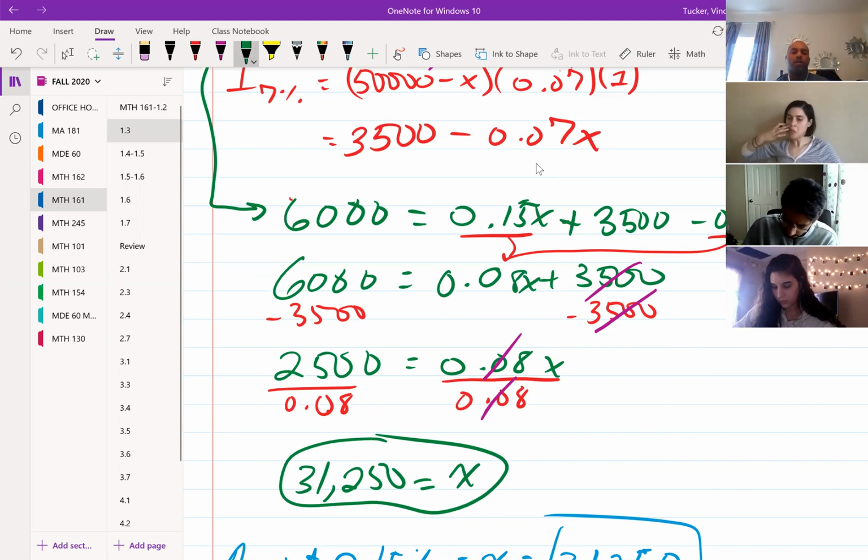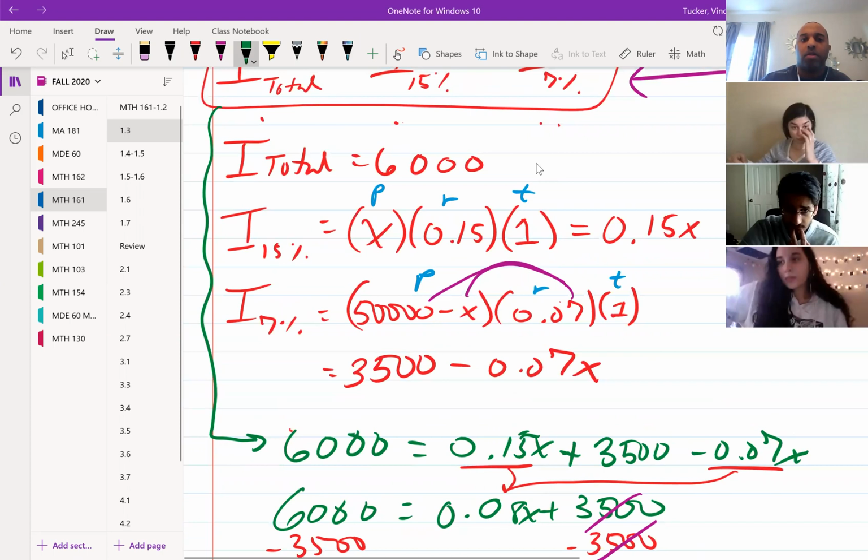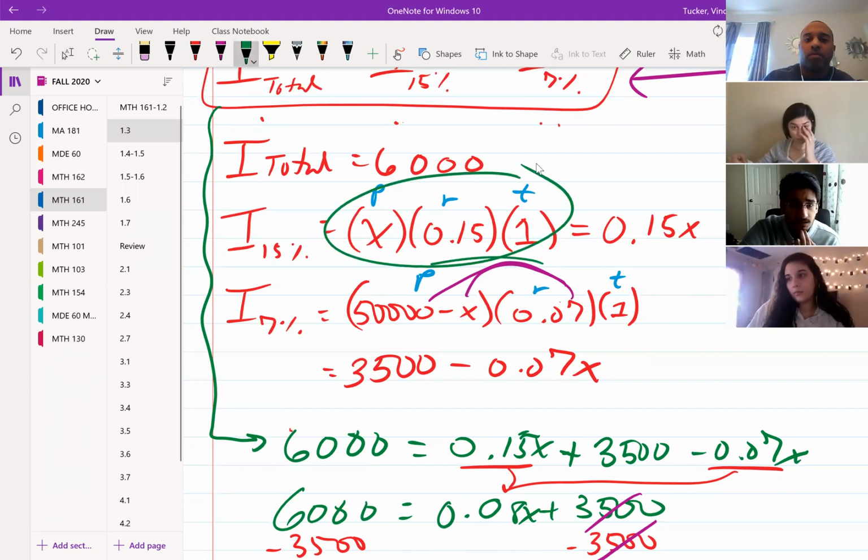All right. Questions before we look to finish off the problem? Quick question, Professor. The formula is I equals P times R times T, right? Yes. Can you tell me where we use the formula in this problem? Right here. The P times R times T.